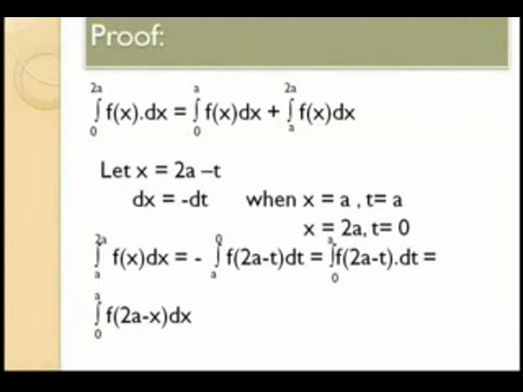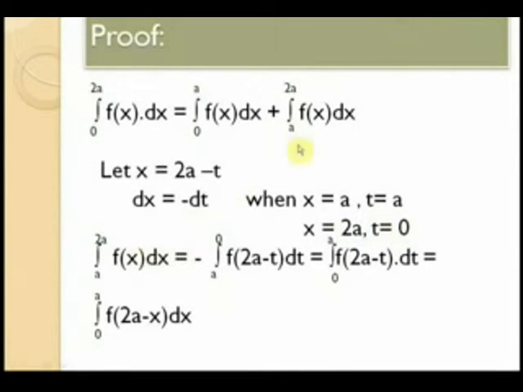We can write the integral of f(x) dx from 0 to 2a as the integral of f(x) dx from 0 to a plus the integral of f(x) dx from a to 2a. We can split this interval 0 to 2a into 0 to a and from a to 2a. Now let us make a substitution that x = 2a - t. So when we differentiate both sides, we get dx = -dt. Now if x = a, t would be equal to a, and when x = 2a, then t would be equal to 0.